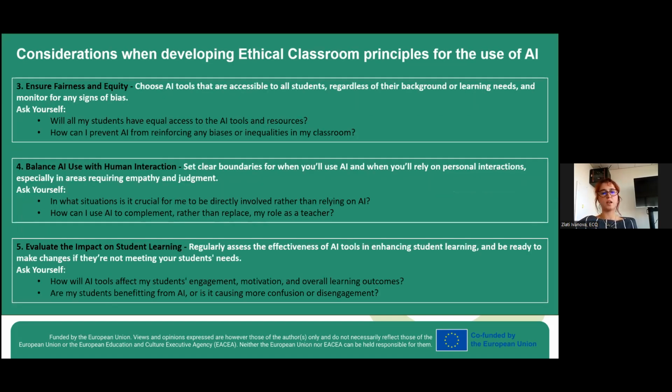You can ensure fairness and equity. Think about if your students have equal access to the online tools and resources, if they are capable of using them. You can focus on balancing AI use with human interaction. Think of how AI could complement your work and not hinder it, not replace it.